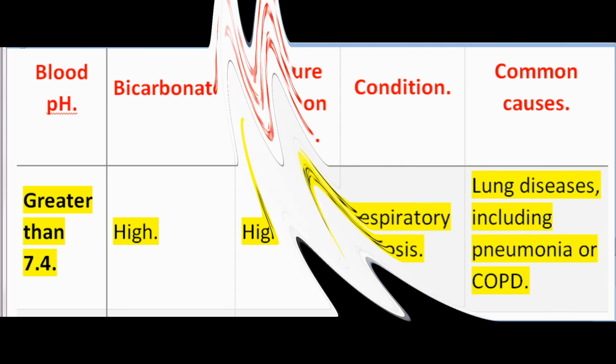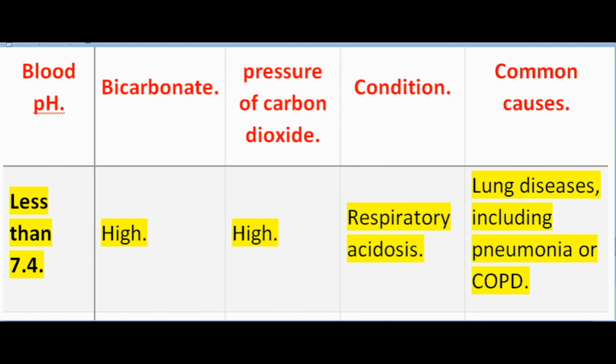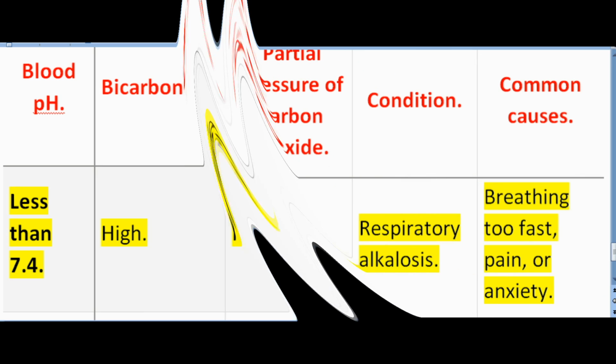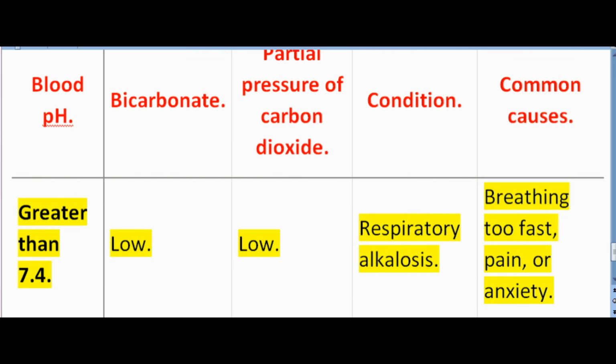Less than 7.4, high carbon dioxide: respiratory acidosis, lung diseases including pneumonia or COPD. Greater than 7.4, low carbon dioxide: respiratory alkalosis, breathing too fast, pain, or anxiety.